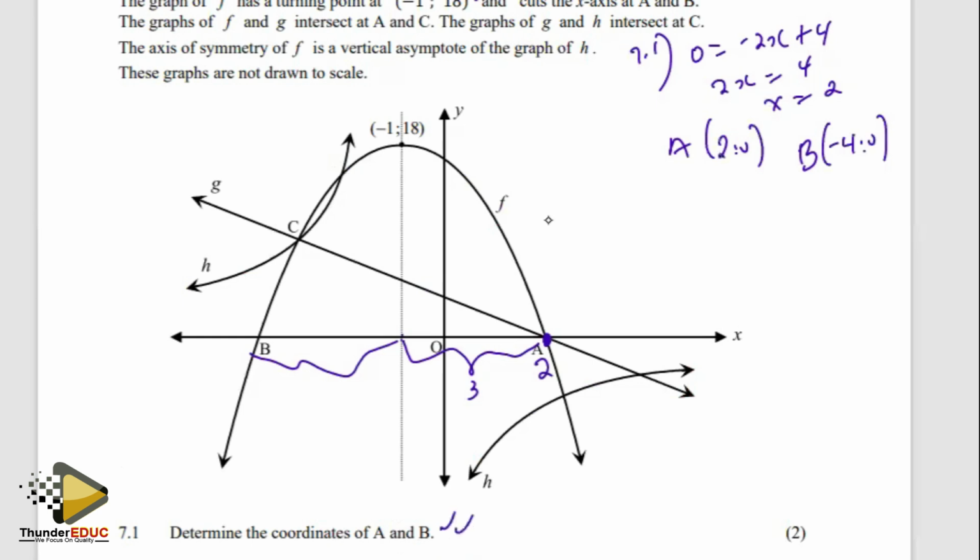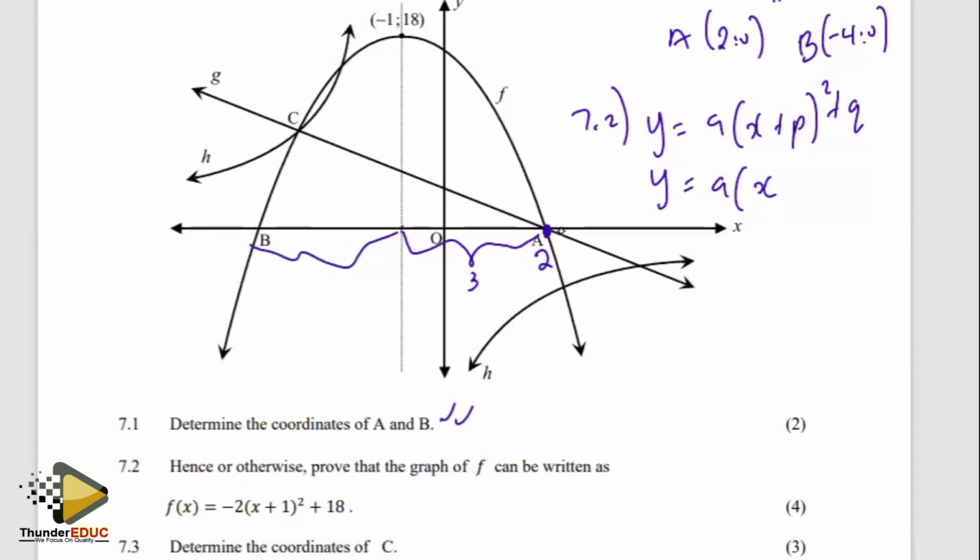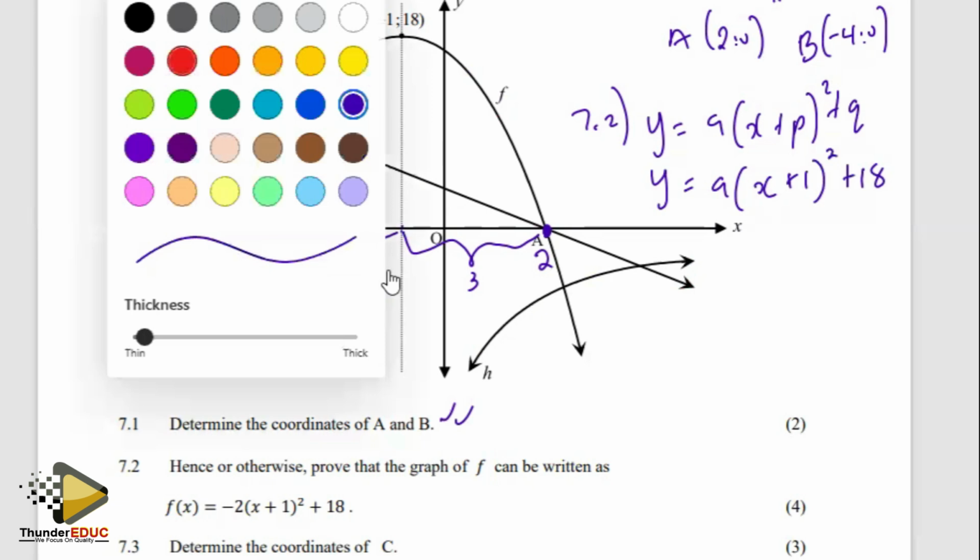Then hence, or otherwise, can we prove that the graph of f can be written as that? So what we can do here, let's use the turning point approach. (x plus p) squared plus q. Then that's going to be a into x. Since this is a negative one, this is going to be a plus 1 squared, and then plus 18. What we need to just get is the value of a. And that can be obtained using any point on the graph of f.